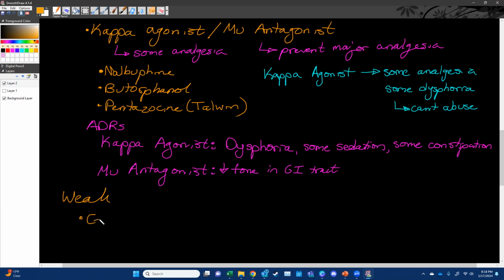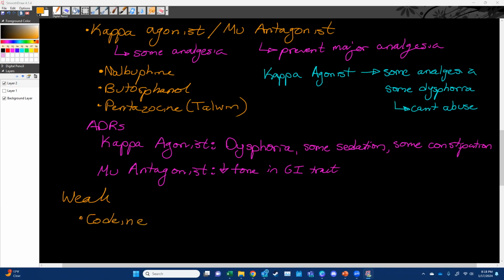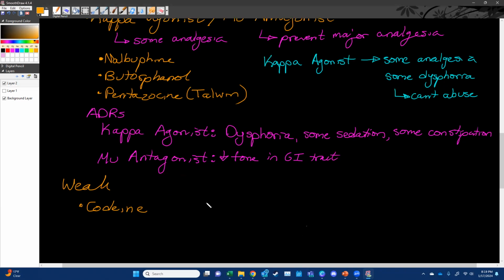And then in terms of weak, as we talked about earlier, we have codeine. The reason why codeine is weak here is because it is metabolized. So codeine is metabolized by 2D6 into morphine.